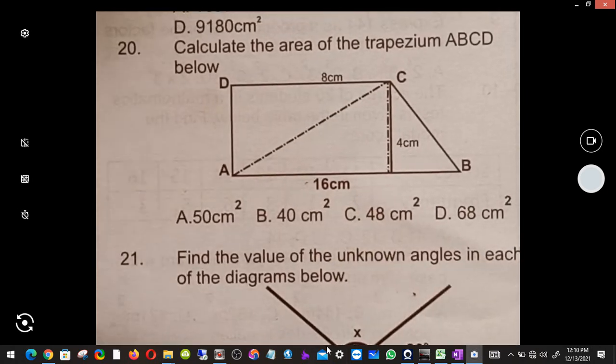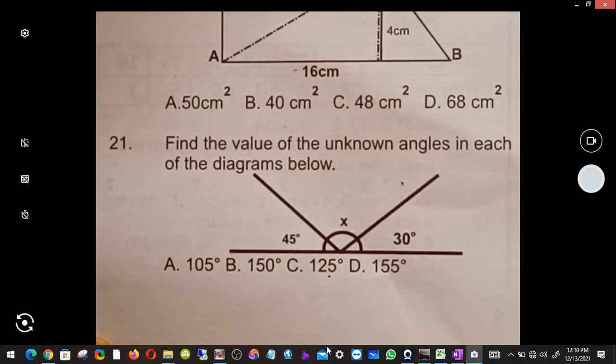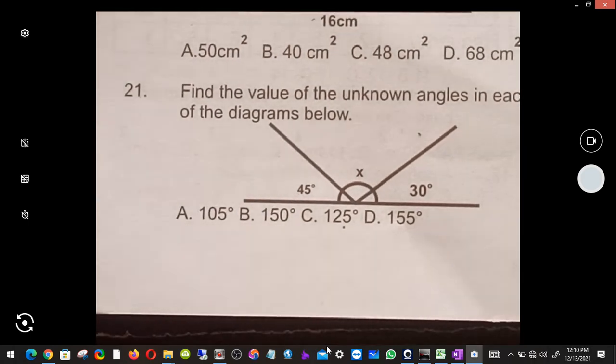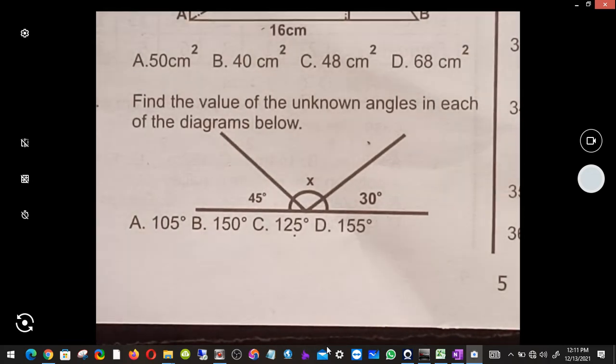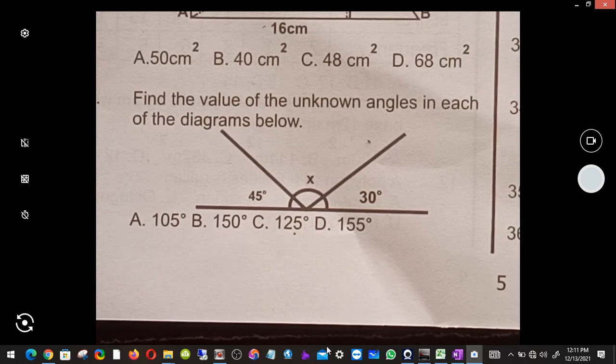Number 21. Find the value of the unknown angles in each of the diagrams. I think we have more diagrams to solve after this. This number, what, please? 21.